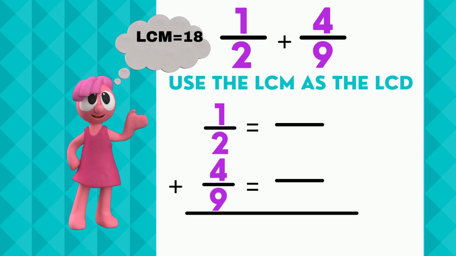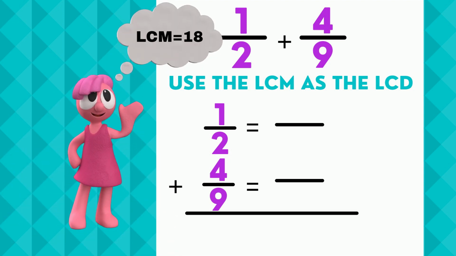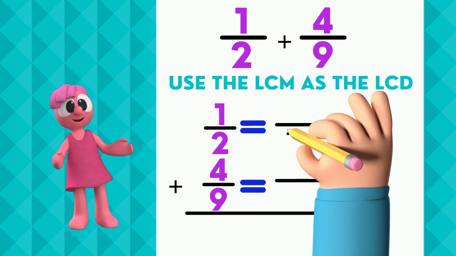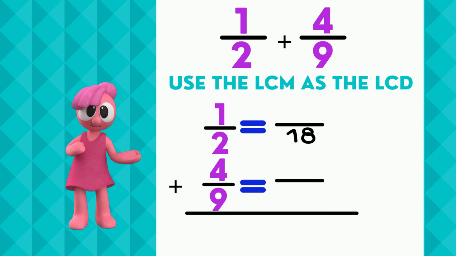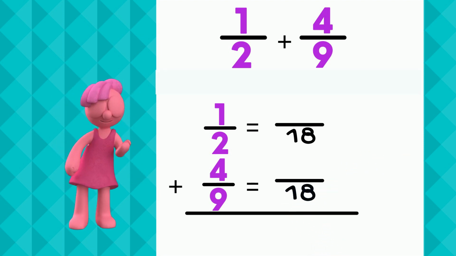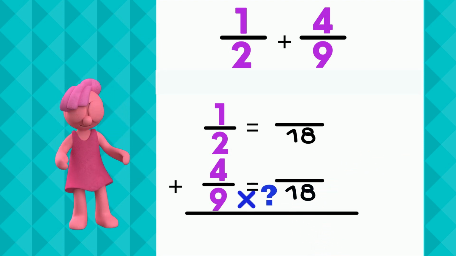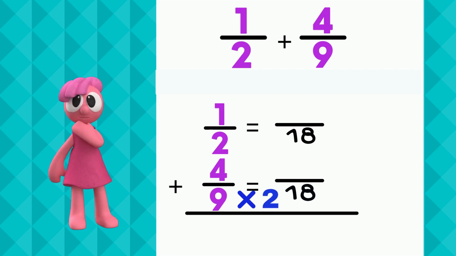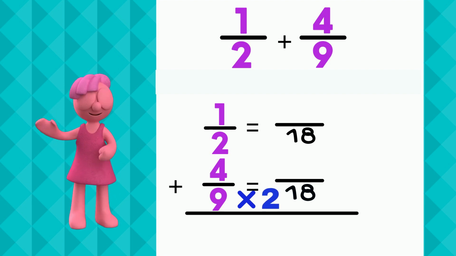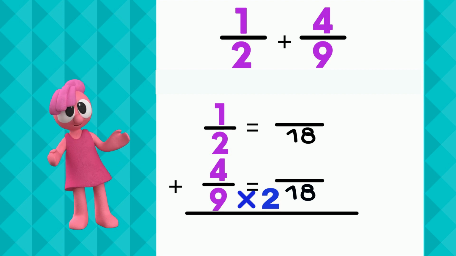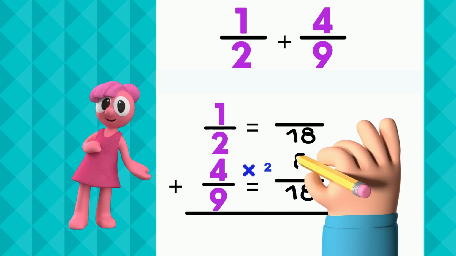The LCM, or least common multiple, is 18. We must change both fractions into 18ths. Now we ask ourselves, what times 9 is 18? Yes, 2. So you will multiply the 4 on the top by 2 as well. That equals 8.